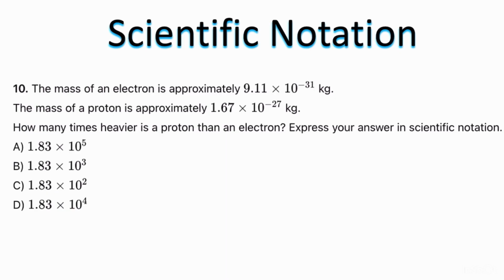And then finally, last but not least, number 10, the mass of an electron is approximately 9.11 times 10 to the -31 kilograms. The mass of a proton is approximately 1.67 times 10 to the -27 kilograms. How many times heavier is a proton than an electron? The fact that the proton is times 10 to the -27 versus the electron that is times 10 to the -31, the proton is going to be heavier because the bigger the negative number, the smaller it actually is. So -27 is bigger than -31.